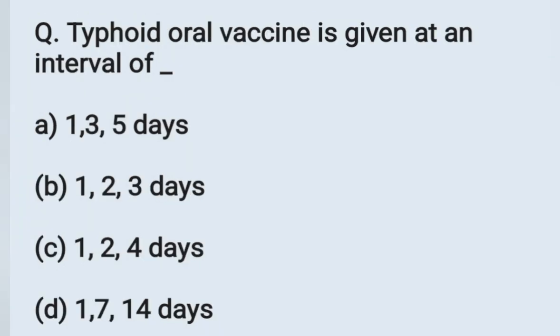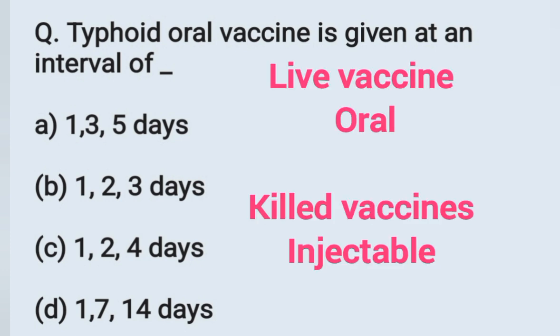Typhoid oral vaccine is given at an interval of? Option A, 1, 3, 5 days. Option B, 1, 2, 3 days. Option C, 1, 2, 4 days. Option D, 1, 7, 14 days. Here we can see typhoid vaccines are live vaccines and killed vaccines. Live vaccines are oral and killed vaccines are injectable. Oral vaccines are given on days 1, 3 and 5. That is first day first dose, then third day, then fifth day.